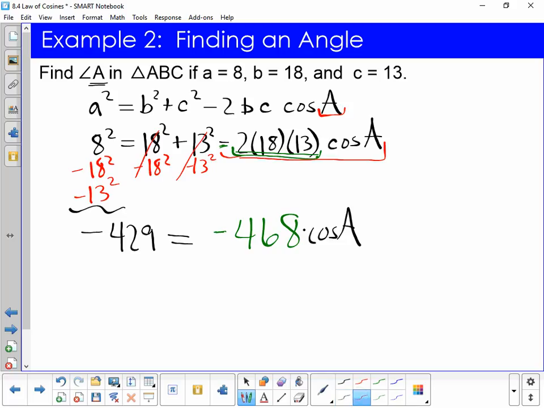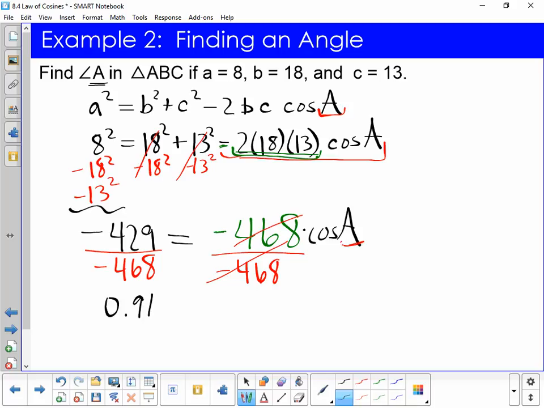So what I would do now, as we're trying to work towards getting this A by itself, is divide. And we have, let me just calculate that, divided by negative 468 is 0.917, maybe. And that is the cosine of A. If you're trying to find an angle and you know the cosine or the tangent or the sine, you've got to do the inverse.